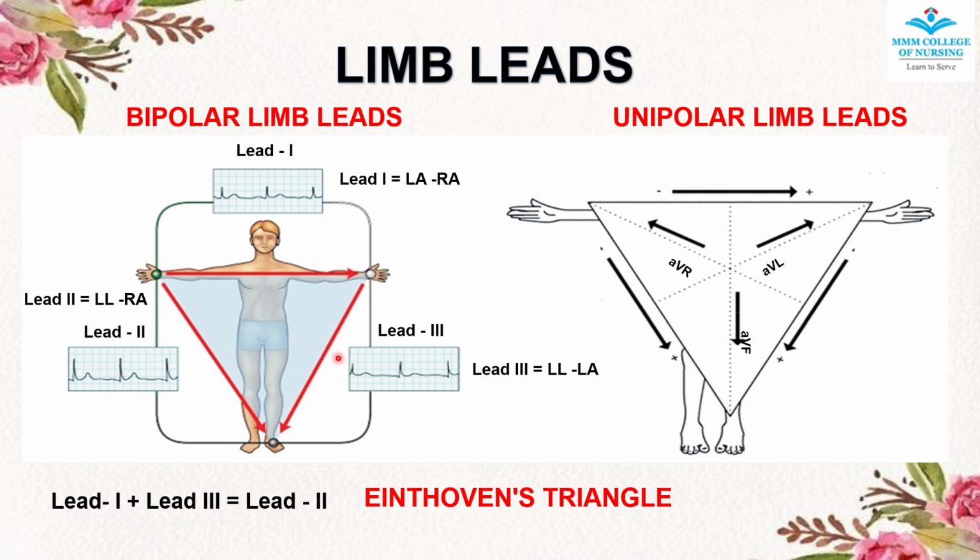From this triangle concept, we can have a clear idea that the electrical impulses recorded in lead 1 and lead 3 together equal the electrical impulses recorded in lead 2. And regarding the unipolar limb leads, each lead records the electrical impulses at a single location.